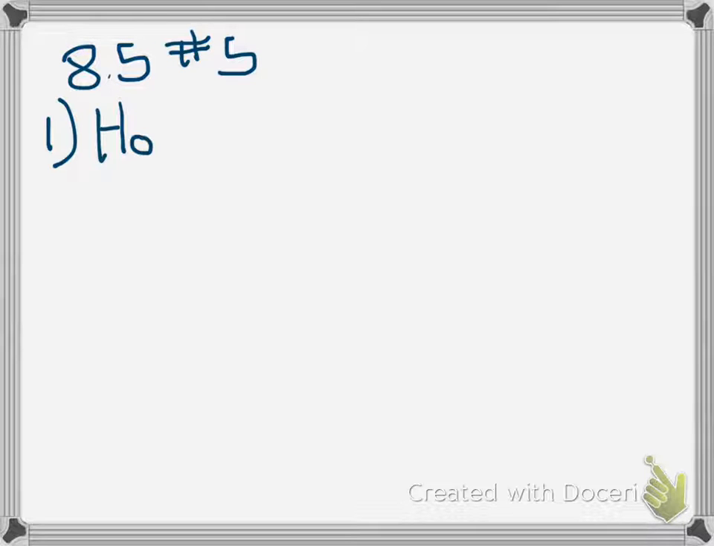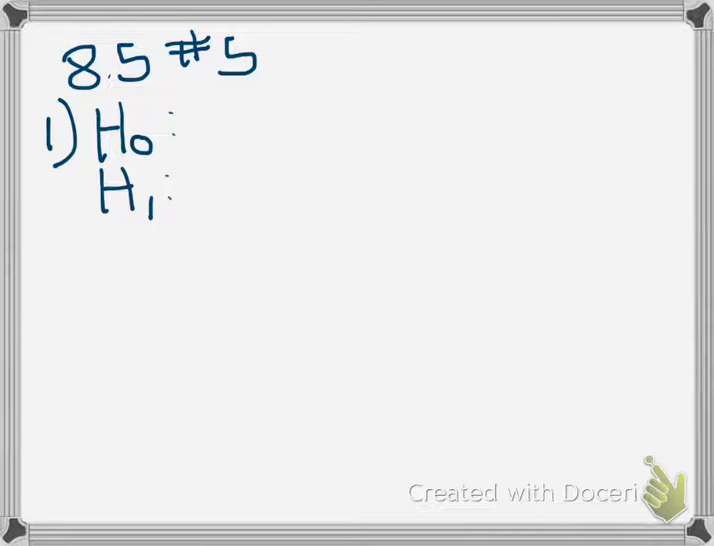Okay, I'm going to work on section 8.5, number 5. And I'm going to show you the four-step process to the hypothesis test. So on number 5, step 1, remember we have an H naught and we have an H1.